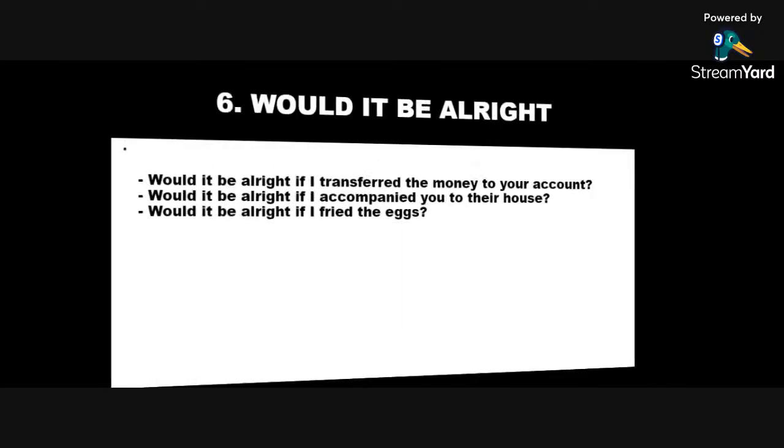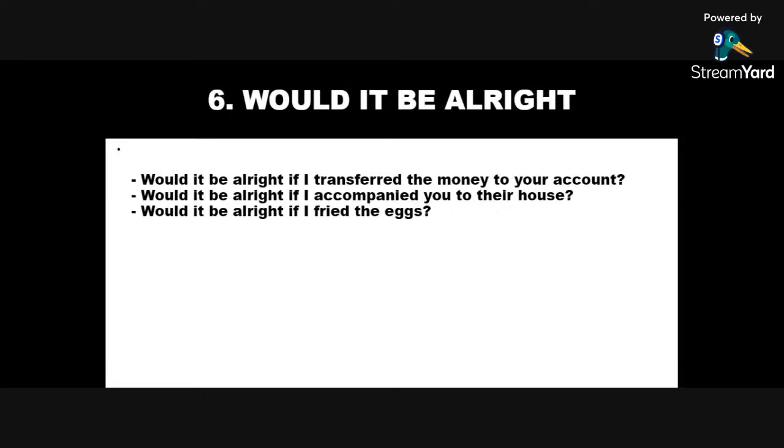Now, number 6, we have, would it be all right if? And this expression also shows that you feel concerned, and you want to know whether the person you are asking permission from has any problem with giving you that permission, if granting that permission might inconvenience the person. So it is also a formal way of asking for permission.